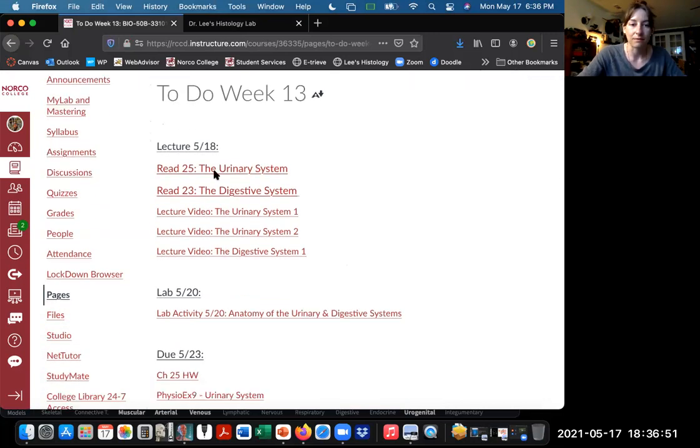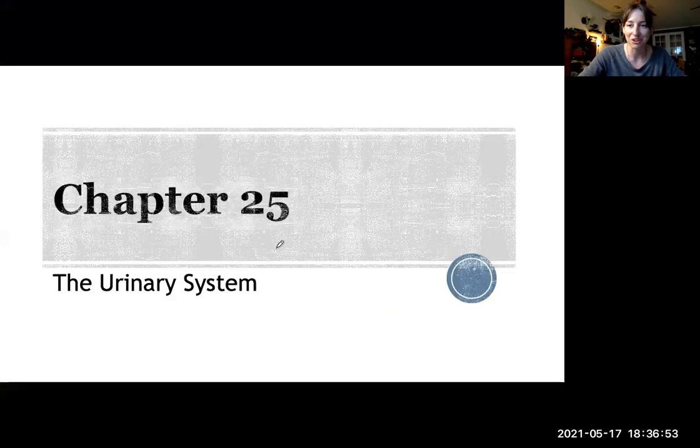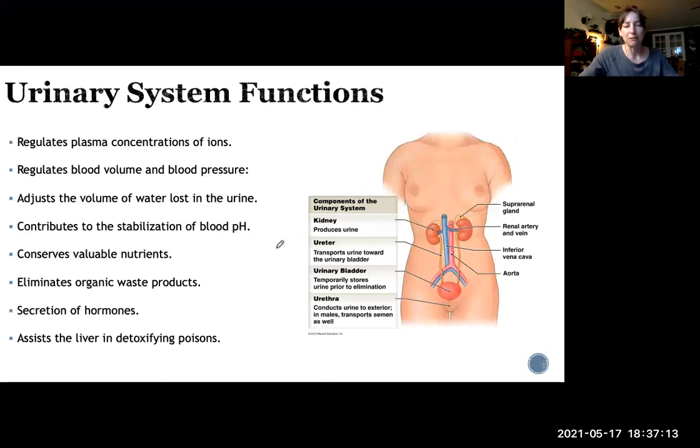All right, you guys. Chapter 25, the urinary system. Possibly my favorite body system, because the kidney and its microscopic structures are just so fascinating, just really elegantly designed. You'll see. It's really cool. So let's get into it.